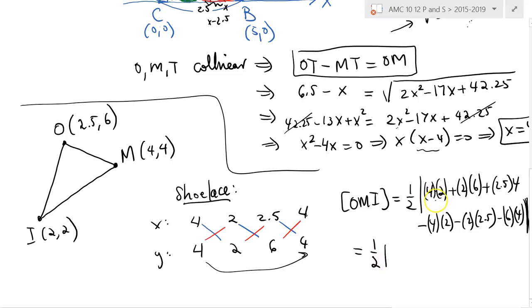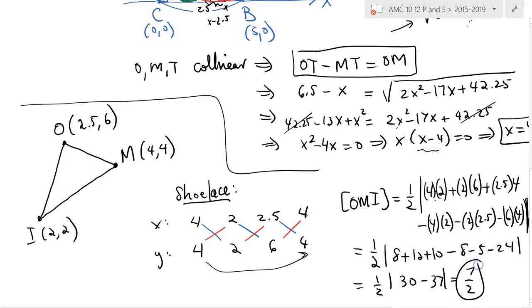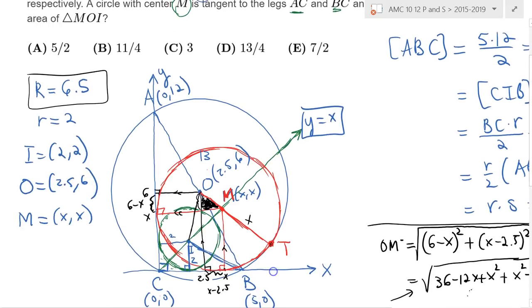Absolute value of, we have 8 plus 12 plus 10 minus 8 minus 5 minus 24, and that's just 1/2. The positive ones sum to 30, the negative ones are 32, 37, so that's just minus 7. In absolute value, it will be 7. And boom, 7/2 is the correct answer.